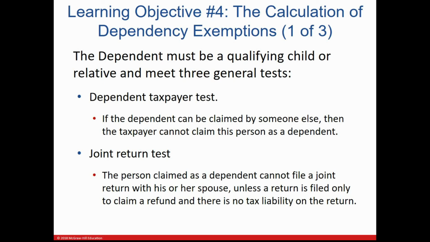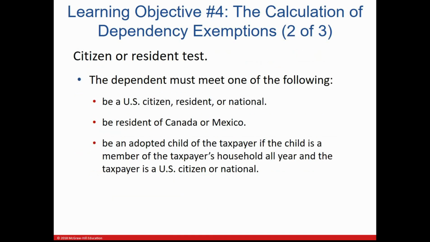So the person claimed as a dependent cannot file a joint return with his or her spouse unless that return is filed only to claim a refund. There is no tax liability on the return, so this is one special allowance for a person who is claimed by somebody else. The citizen or resident test is met by being a U.S. citizen, resident or national, being a resident of Canada or Mexico, or being an adopted child of a taxpayer if the child is a member of the taxpayer's household all year.